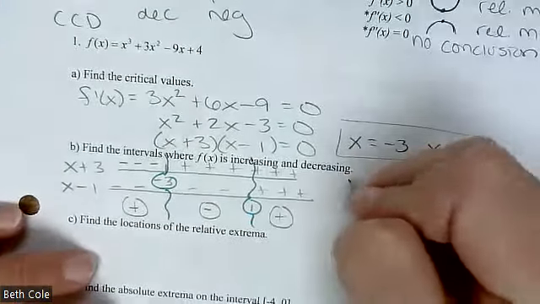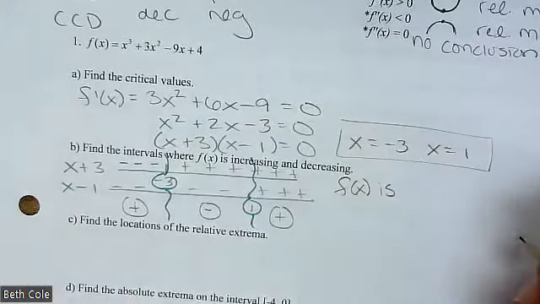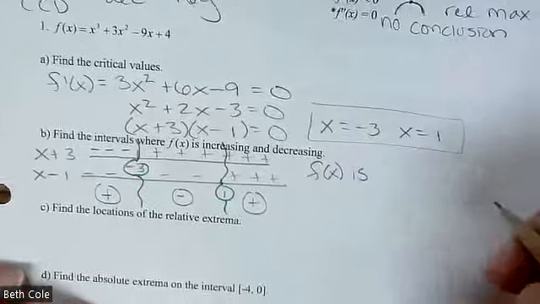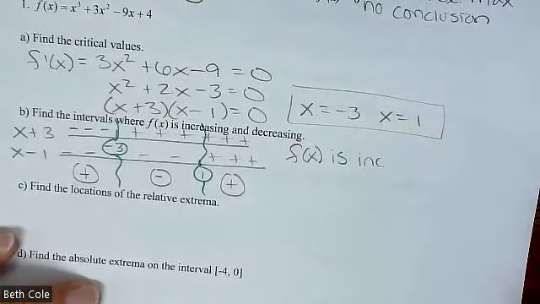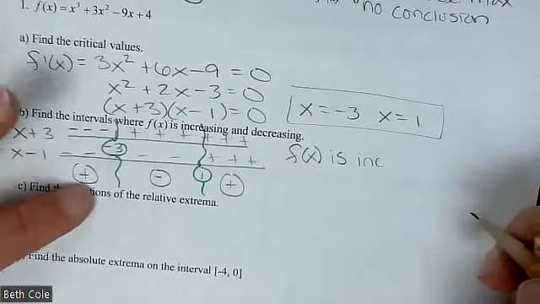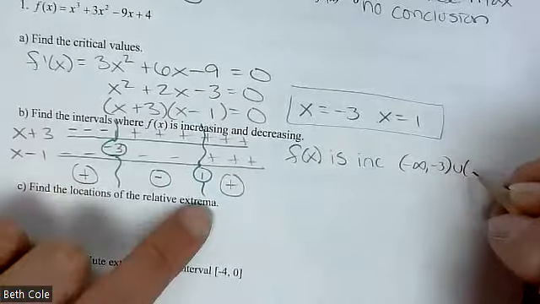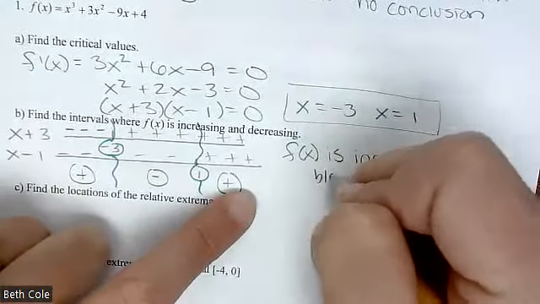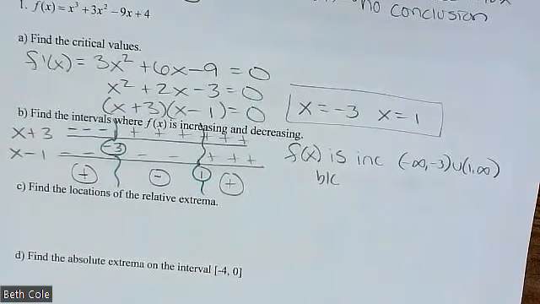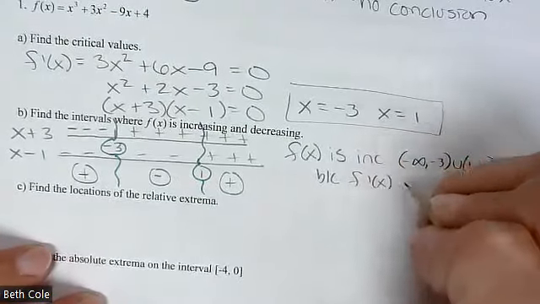Yeah, so it's f of x is, it's one or the other. So just think about how you want to phrase it. F of x is increasing where? Negative infinity to -3, union 1 to infinity, because, and who's your source that you're citing? F prime. It's the first derivative test. So because F prime is what?